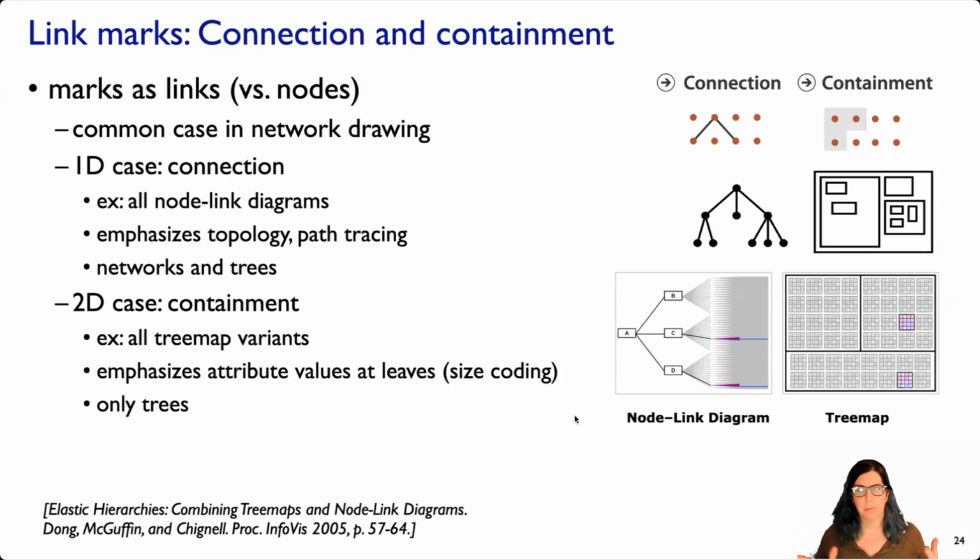So we've now talked about two different approaches for showing links. We could use connection marks, or we could use containment marks. A connection mark is a segment; all the node link diagrams are using these connection marks. It's really good for understanding topological structure and tracing paths. We can use it for both networks and trees. Now, containment, using an enclosing polymark, we can only use for trees because we need to have one parent for every child. So we couldn't use that for a general network. We can use that for trees, and it's really emphasizing an attribute value with the leaves.